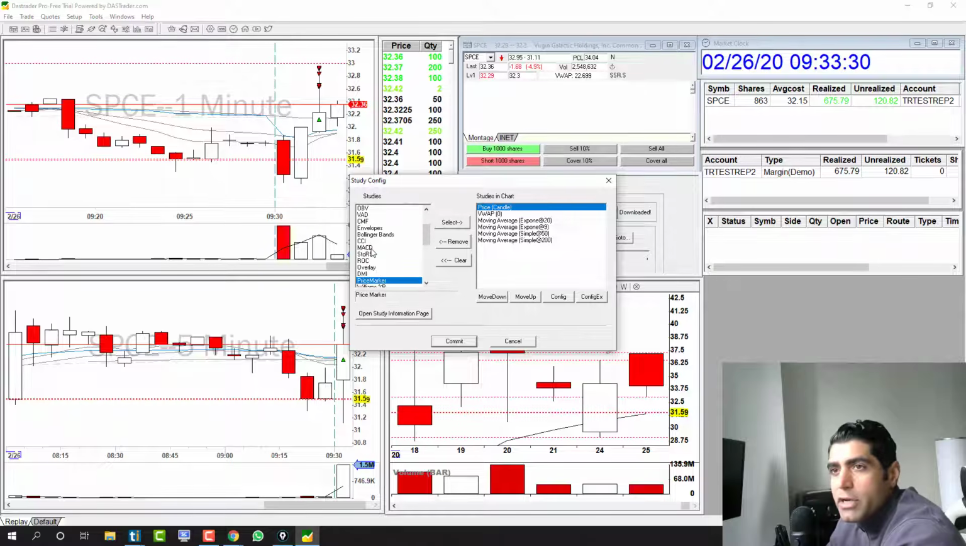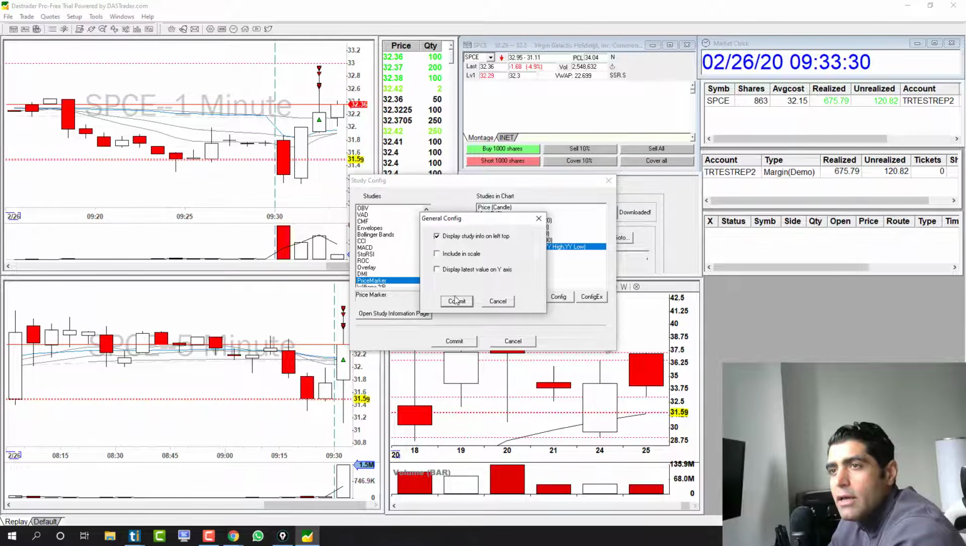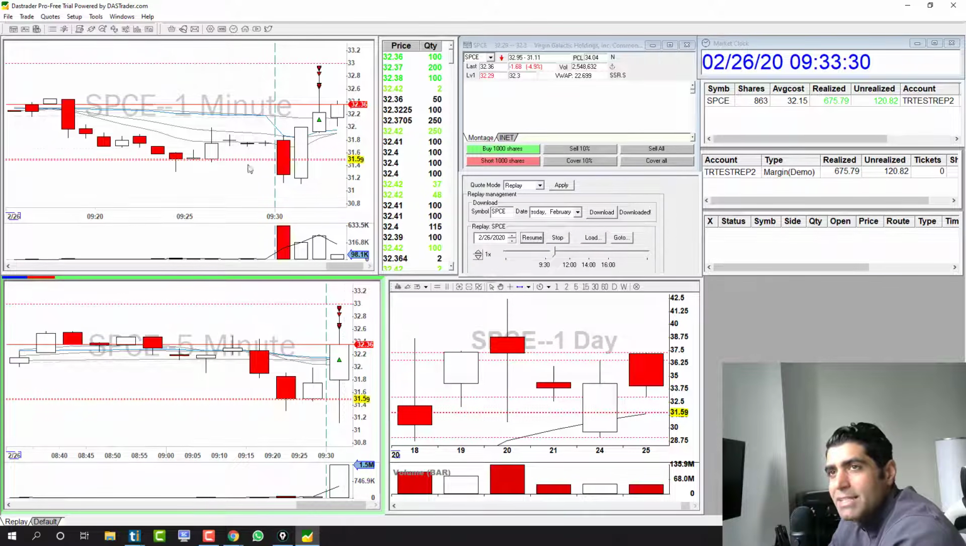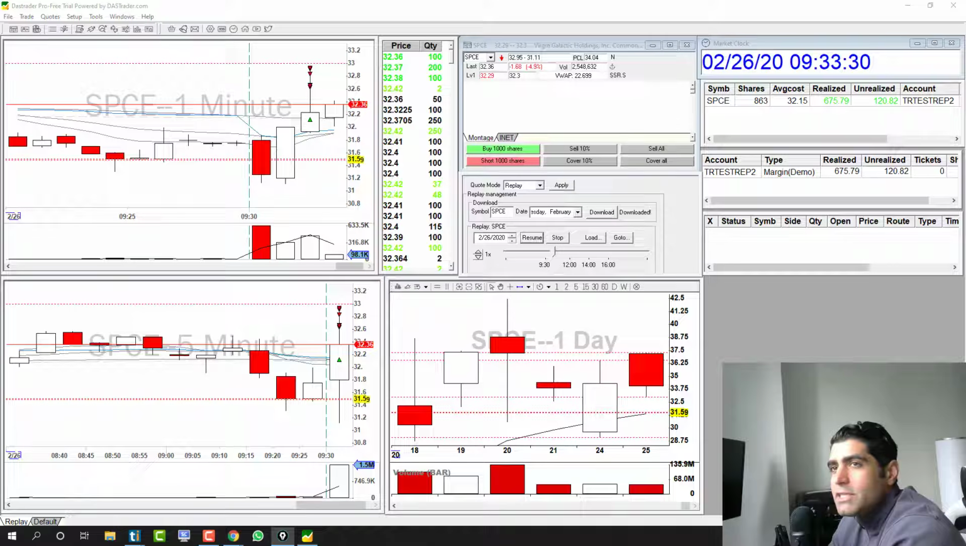So if you had the price marker, and if you don't know what the price marker is, you can look at our videos. The price marker shows yesterday's high and yesterday's low. So we already had this level, and the risk to reward was very clear for us. The risk to reward was already there.